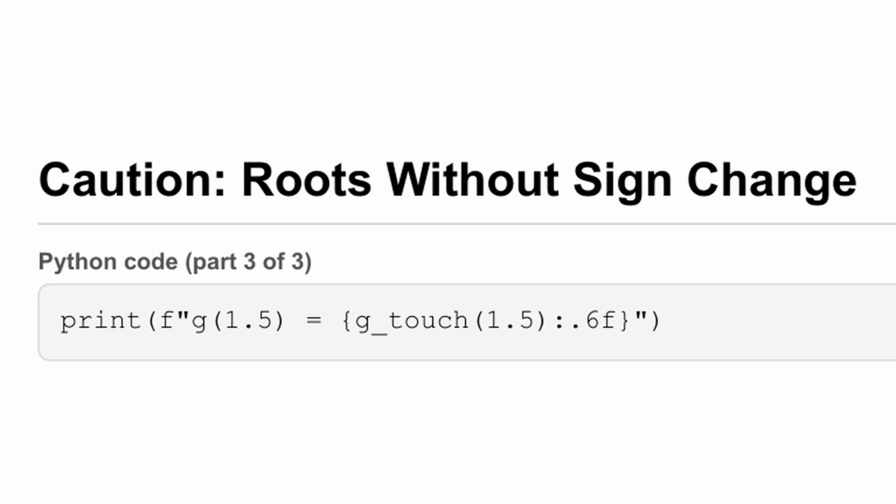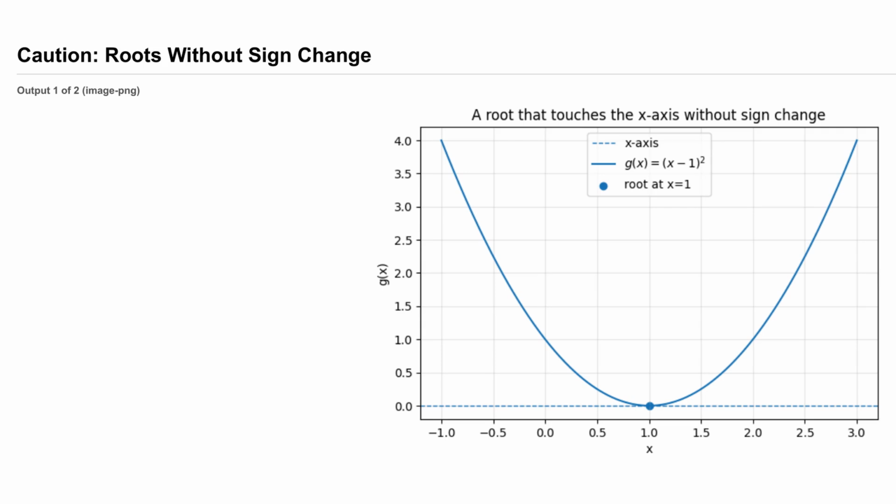This code snippet sets up a plot for our touching root example. We are scatter plotting a point specifically at the root to show that even though the function never goes negative, it still reaches 0 exactly at x equals 1. In this plot, we clearly see the function dip down to touch the axis and then bounce back up.